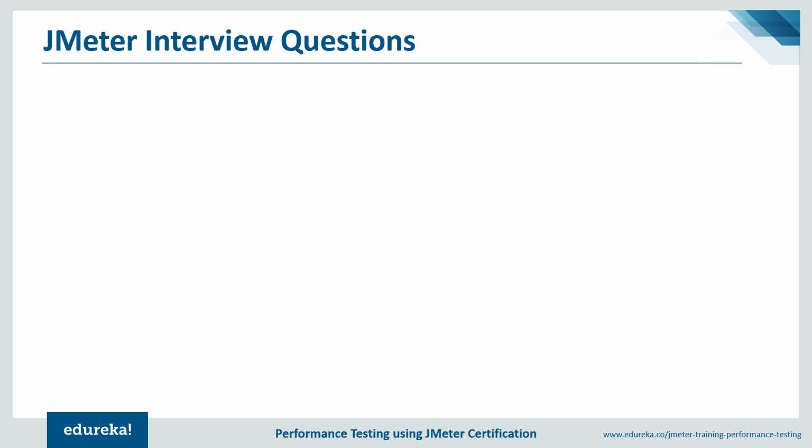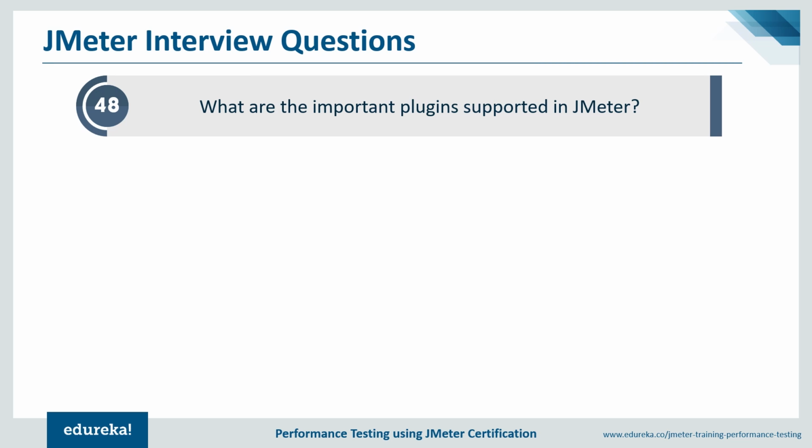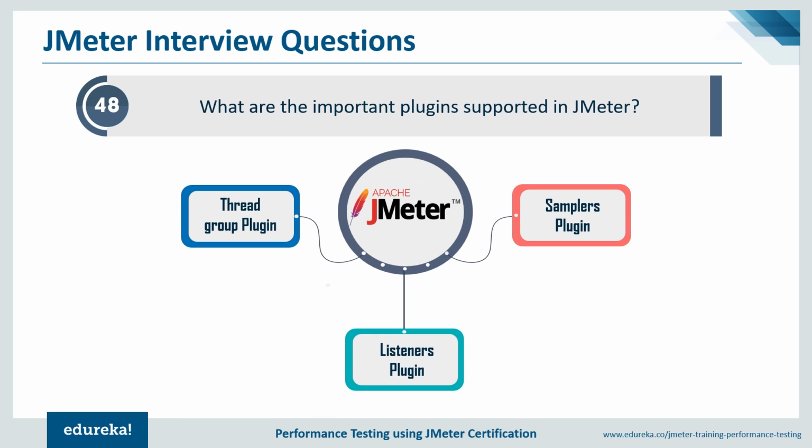Moving on, the next question is, what are the important plugins supported in JMeter? JMeter supports different types of plugins which are helpful in generating high quality results. Some of the major plugins supported by JMeter include the Thread Group plugin, the Stepping Thread Group plugin, and next up are the Samplers plugins like the WebDriver. And finally, we also have the Listeners plugin. So these are some of the most important plugins that are required and also supported in JMeter.